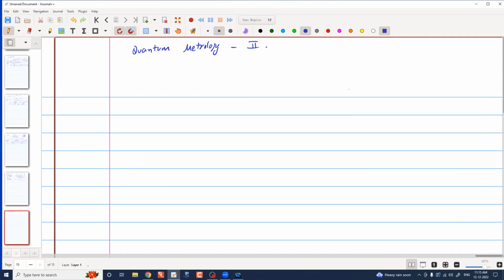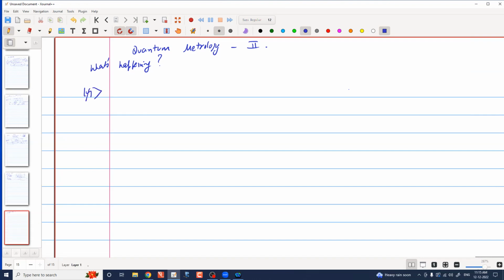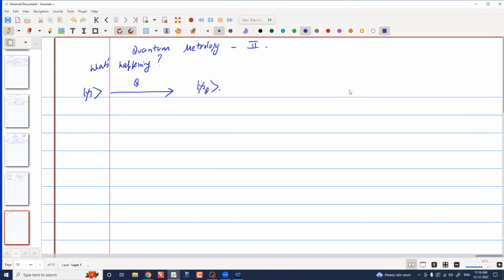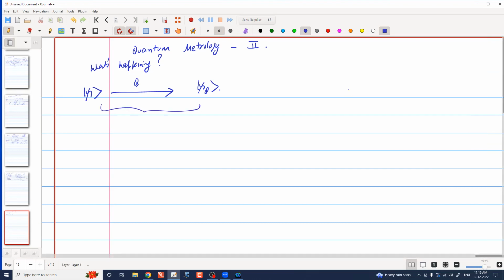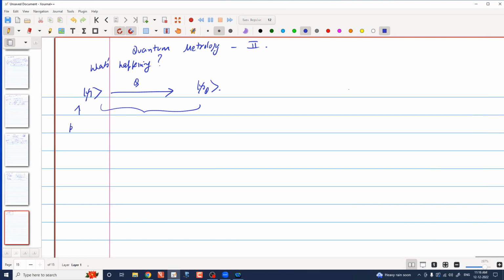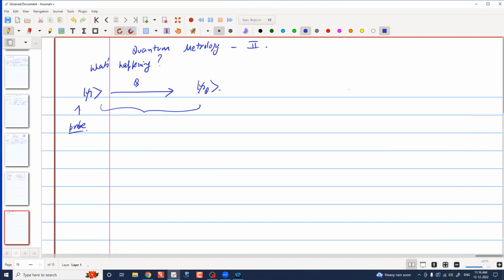Part 2. So what's really happening in the things we saw? We had the quantum state. The parameter was hidden somewhere. We evolved the quantum state. And in some sense, this was our probe. And we measured the change in the probe to get information about the parameter.